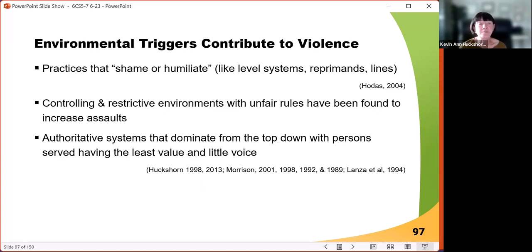Next slide. Practices of shame or humiliation. Dr. Garbarino and Gilligan really pointed this out when they did their research. Controlling and restrictive environments with unfair rules increased assaults. Authoritative systems where the staff are afraid of supervisors and don't have a lot of voice can create some real problems for patients and staff. Next slide.